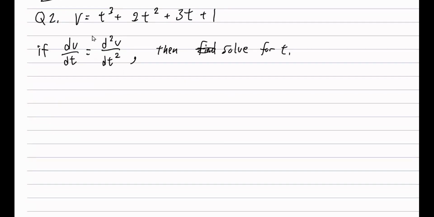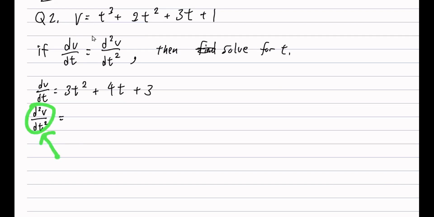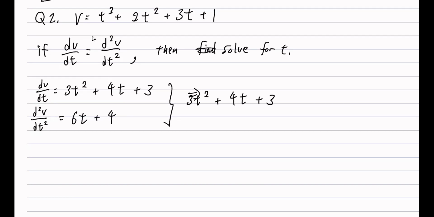Okay, dv over dt is 3t squared plus 4t plus 3. Good. And then differentiate one more time. How to read it? d2v over dt squared. Very good. Okay, 6t plus 4. So 6t plus 4 equals 3t squared plus 4t plus 3. Very good. Let me just paste it over.